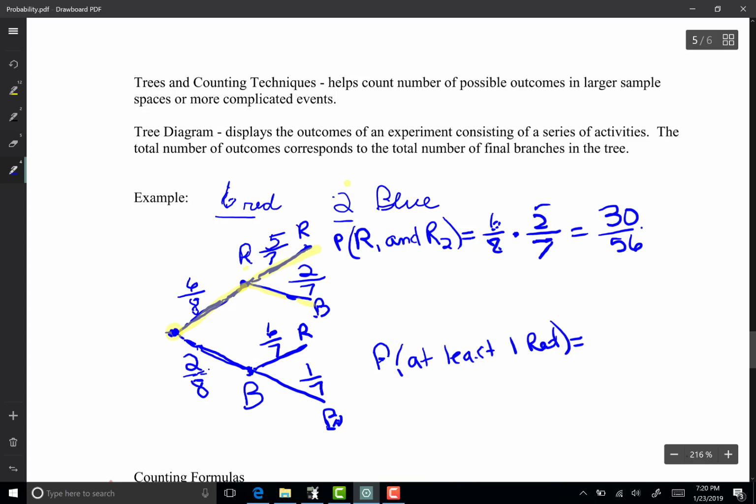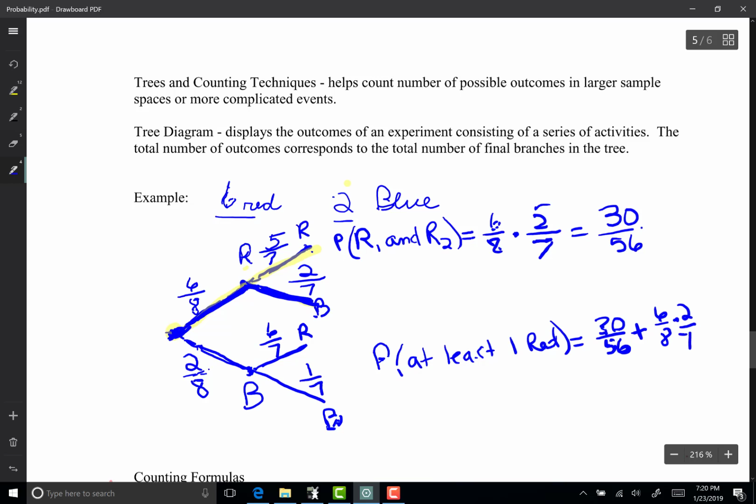We can get a red on the first and a red on the second. That would be one possibility, which we just calculated to be 30/56, right? Or we could get a red on the first marble and a blue on the second. That's still one red. So because we're saying or, we're going to add that. Okay? But to get what that probability is, red on the first, blue on the second, we follow our path from the start to the finish. We have to multiply 6/8 times 2/7.